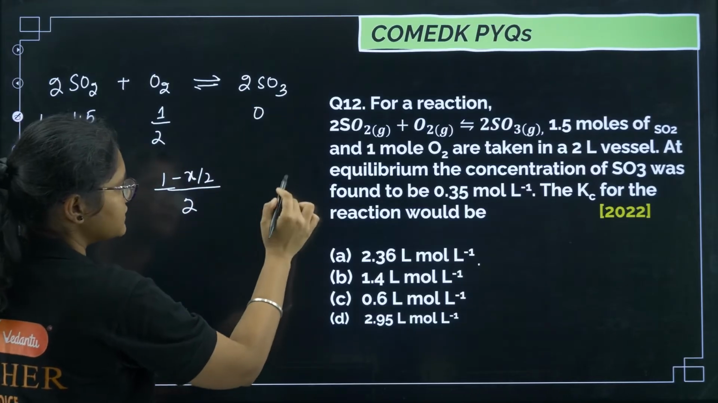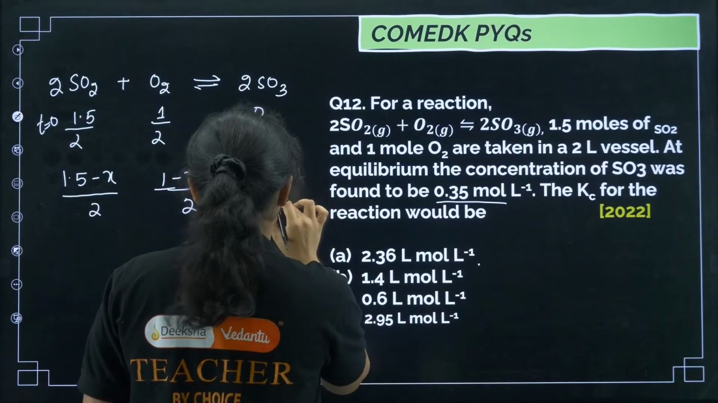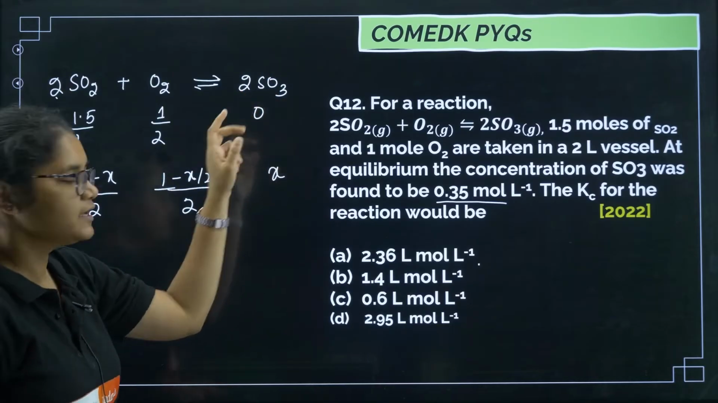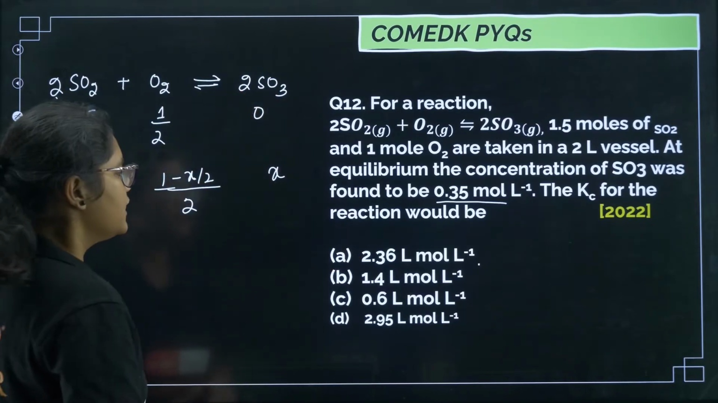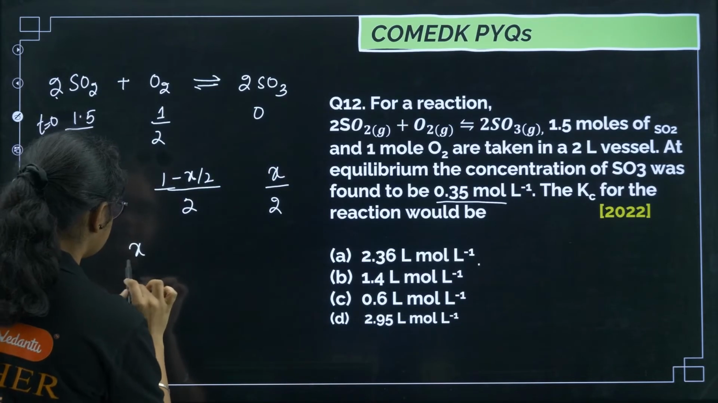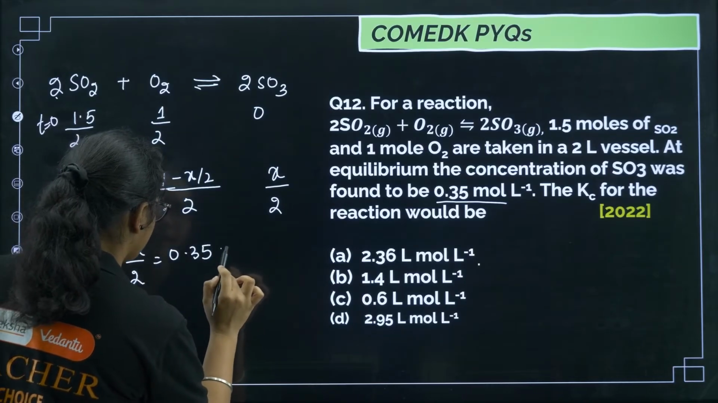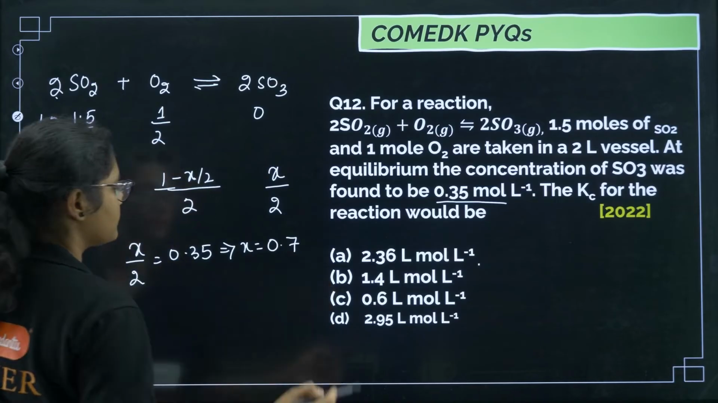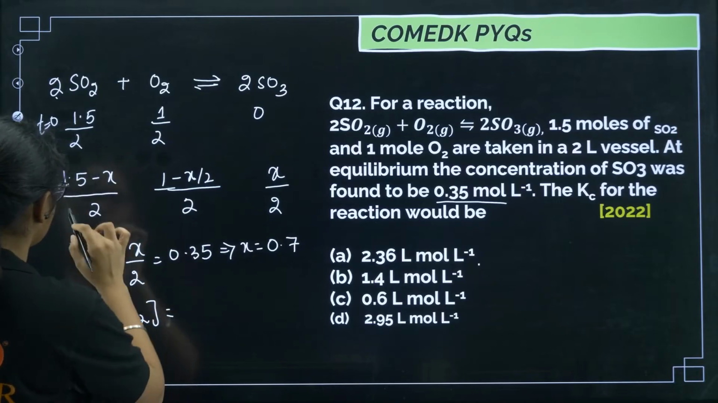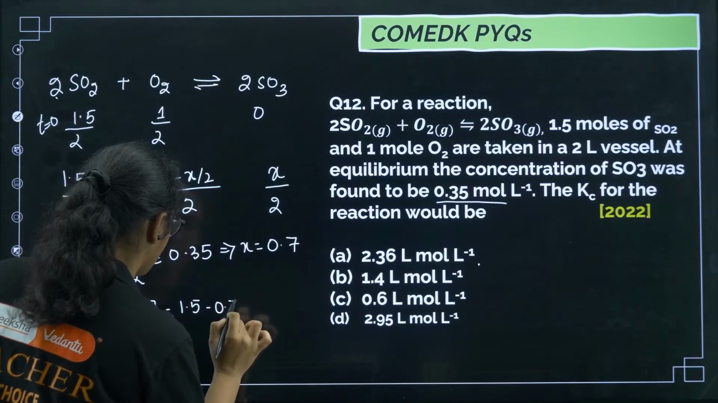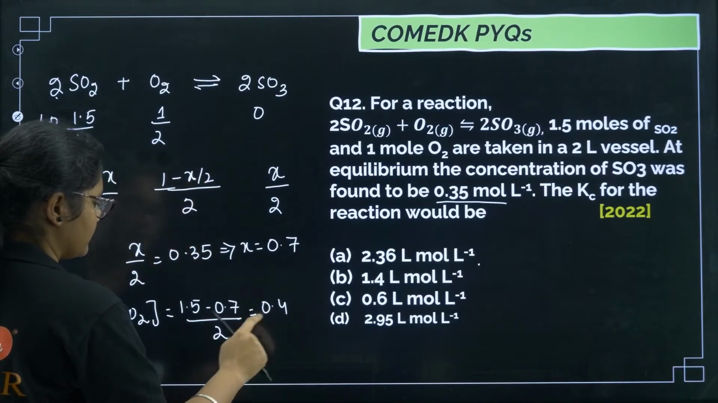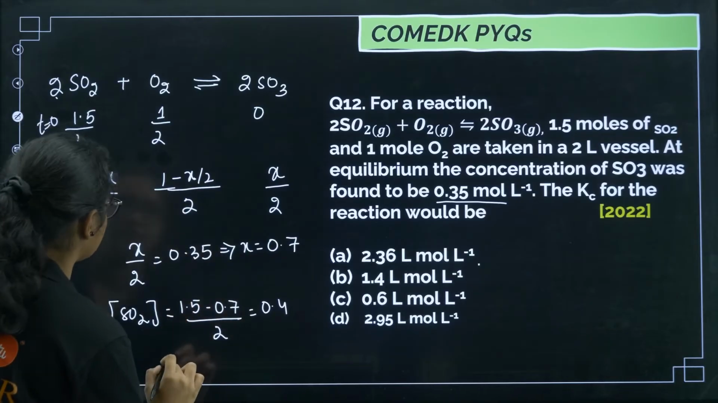Now the concentration of SO3 at equilibrium is 0.35 and that will be x by 2. Why am I saying x? See, because 2 moles of SO2 form 2 moles of SO3, so if x is reacting, you will get x moles of SO3. So the concentration will be x by 2 here. Now according to the question, this x by 2 is nothing but 0.35, so I can put x is equal to 0.7. Now we can substitute all the values. What is the concentration of SO2 then? SO2 is 1.5 minus 0.7 by 2. So that is almost 0.4, I think. Yeah, that is 0.4. And next, if I substitute, what is the value of O2?